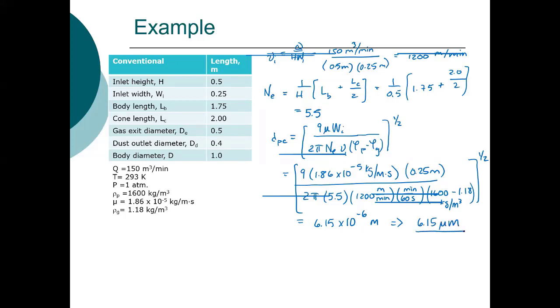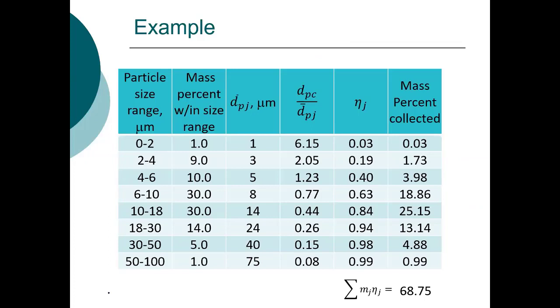So that's the cut diameter. That's the diameter for which 50% of the particles would be removed. So 50% of the particles having a diameter of 6.5 microns would be removed by this centrifugal separator. We have a distribution of particles. So this is the data that you're given.